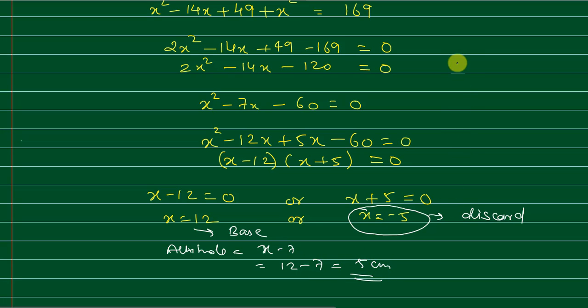You can check the answer. If you take base as 12 and height as 5, by Pythagoras theorem, 12 square plus 5 square, that is 144 plus 25, the answer would be 169, which is the square of 13.